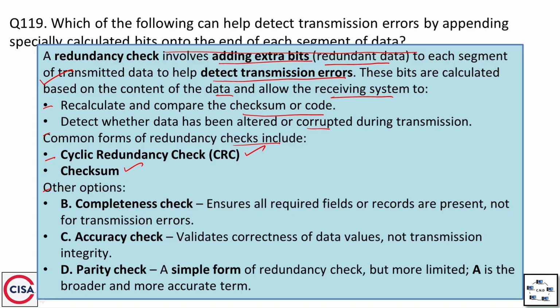Other options. Option B, completeness check, ensures all required fields or records are present, not for transmission errors. Option C, accuracy check, validates correctness of data values, not transmission integrity. And option D, parity check, is a simple form of redundancy check but more limited. A is the broader and more accurate term.